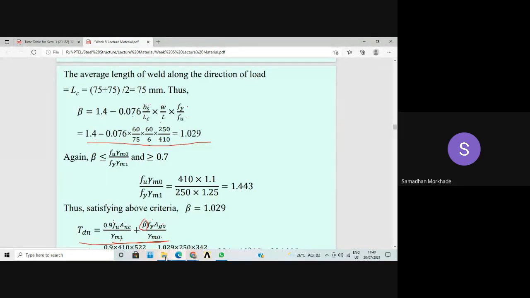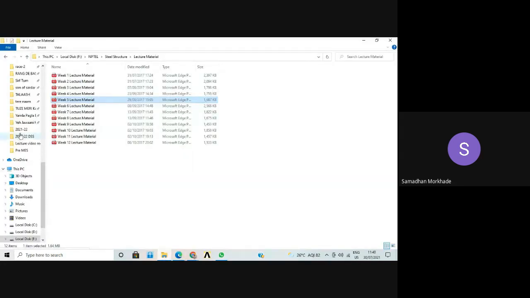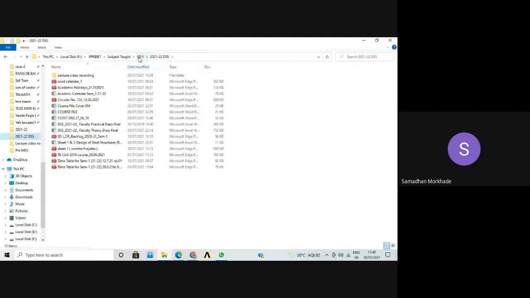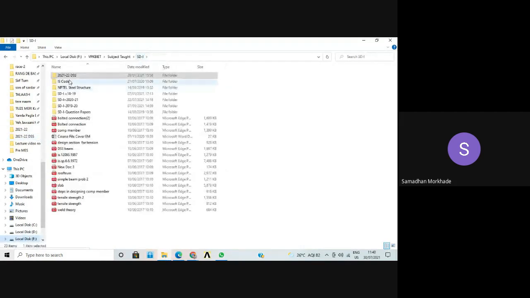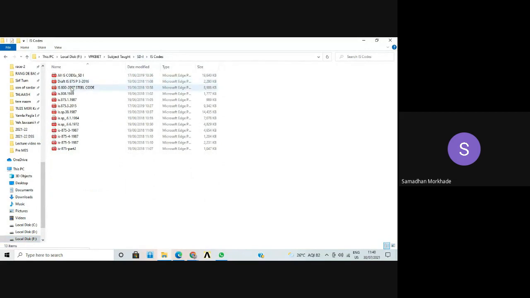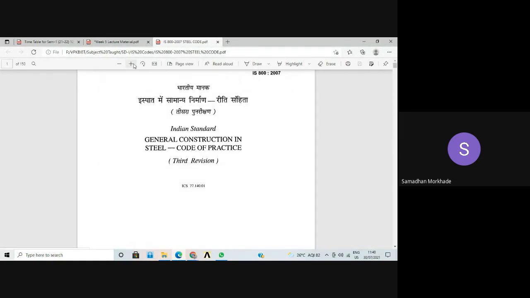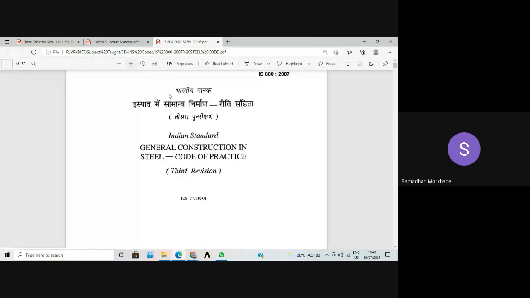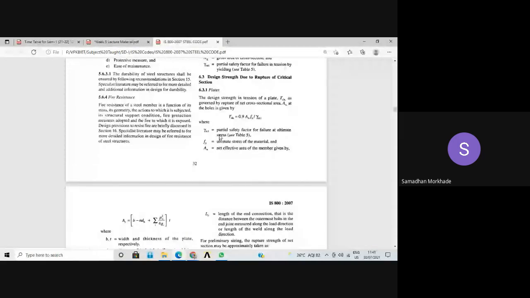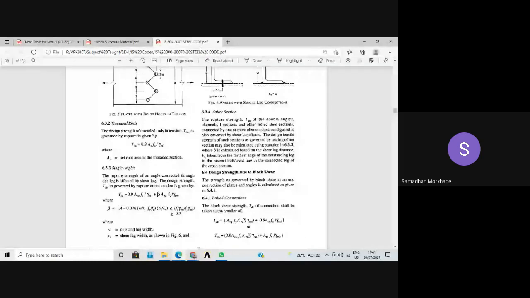What is BS? Shear lag width. BS is the shear lag width. Just wait, I will again open the copy of IS code. Always we have to take the help of IS code. This is a very legal document. Page number 30. Partial safety factor gamma M0 1.1 and gamma M1 1.25. These are the partial safety factors that have been introduced. Yes, this is the shear lag width.